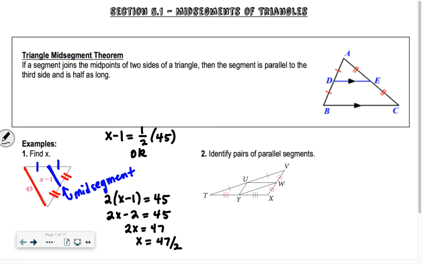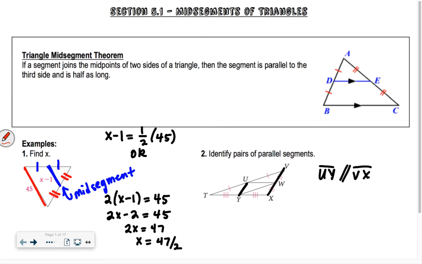All right, so then it says identify pairs of parallel segments. So I said when you have a midsegment, that segment is parallel, the midsegment is parallel to the longer side next to it, okay? So like UY is going to be parallel with what side? Cam, you with me? So UY is going to be parallel to what? VX. Do you guys all see that in the picture?